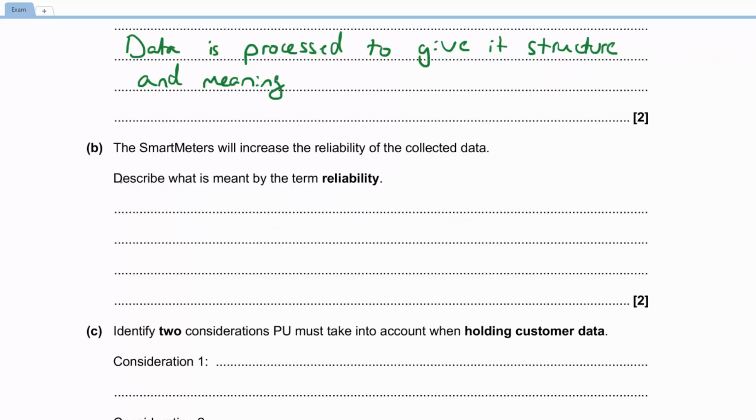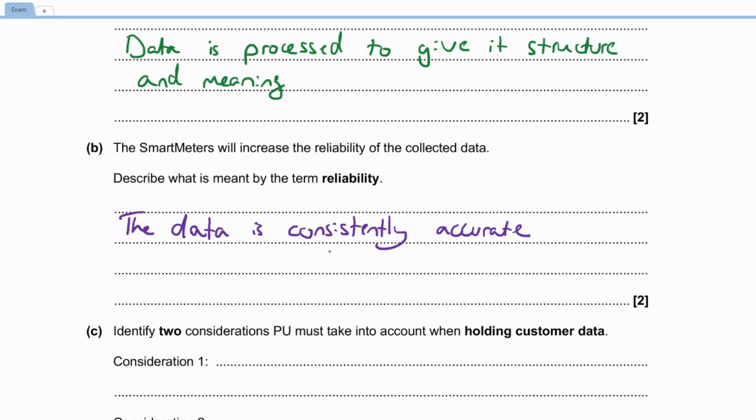Okay, and we're told that the smart meters will increase the reliability of the collected data. So we must describe what is meant by the term reliability for 2 marks. So reliability of data is one of our 3 properties of information, alongside validity and also bias. If data is reliable, that is to say that it is consistently accurate, meaning that over a long period of time, we can start to trust those readings to be as they should be. We're not getting every so often data which is completely out of a normal use. Customers won't be happy if their bills are suddenly massive because this smart meter is not being reliable.